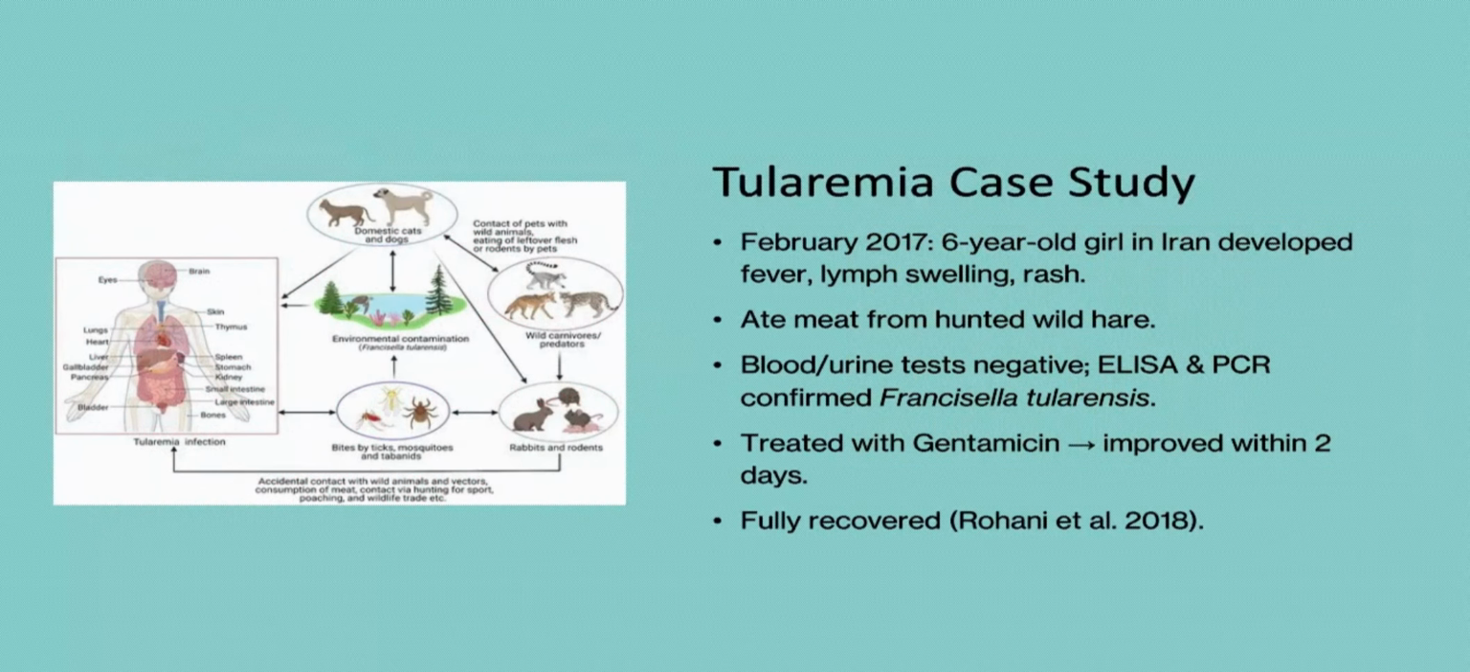This slide is talking about the tularemia case study. In February 2017, a 6-year-old girl in Iran developed a swollen lymph node, fever, and skin rashes after eating meat from a wild animal that had been hunted. Blood and urine tests did not show any infection, but further testing with ELISA and genetic analysis (PCR) confirmed the presence of Francisella tularensis, the bacteria that caused the illness.